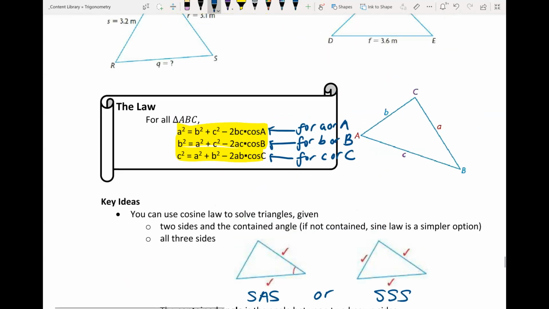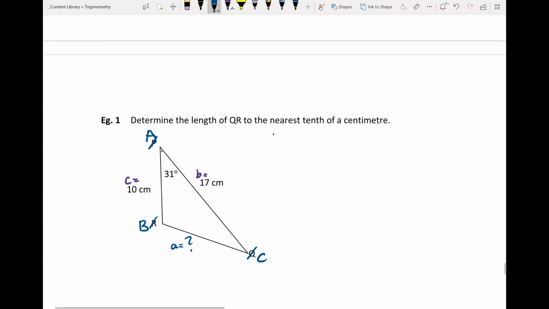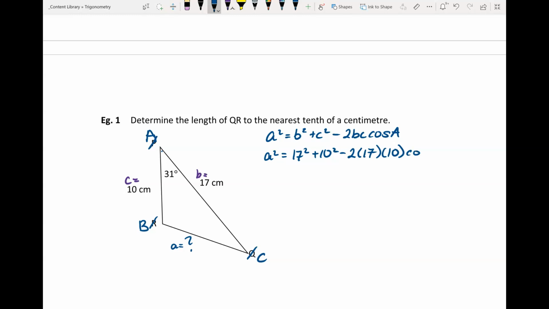So I'm looking for side A. That means I'm going to use this first one here, a squared equals b squared plus c squared minus 2bc cos A. And in this case, I'm looking for A. So I'm going to use this one because I'm looking for side A. I'm going to fill in the information that we know. So side B is 17, side C is 10, minus 2, side B is 17, side C is 10. The angle for A is 31 degrees.